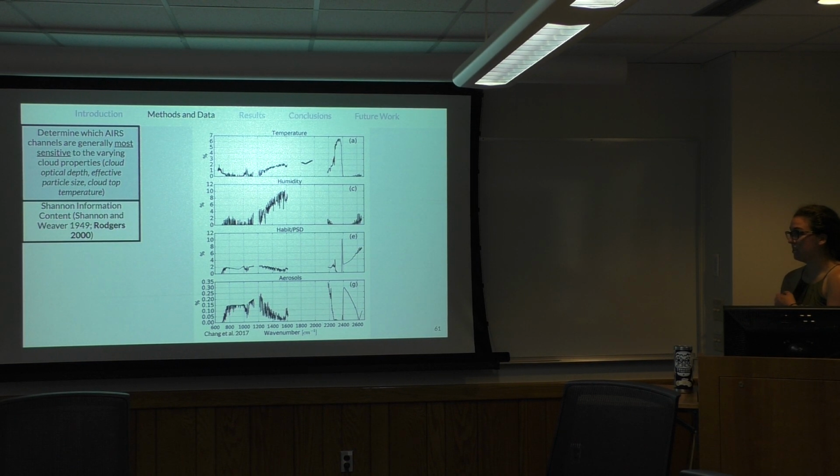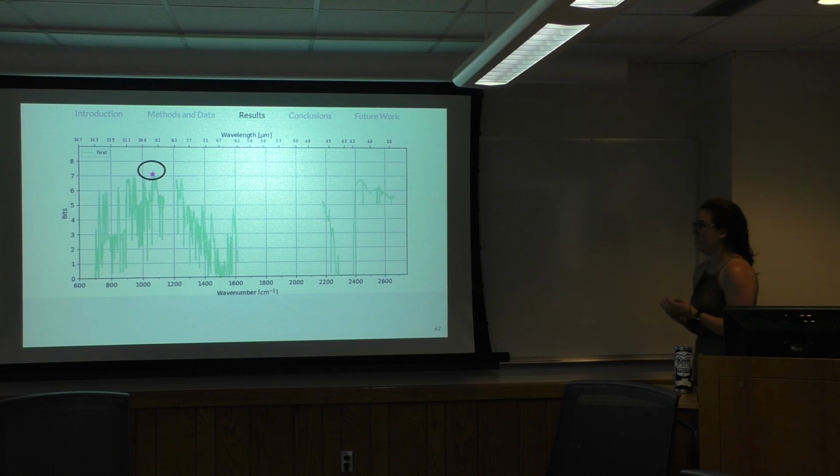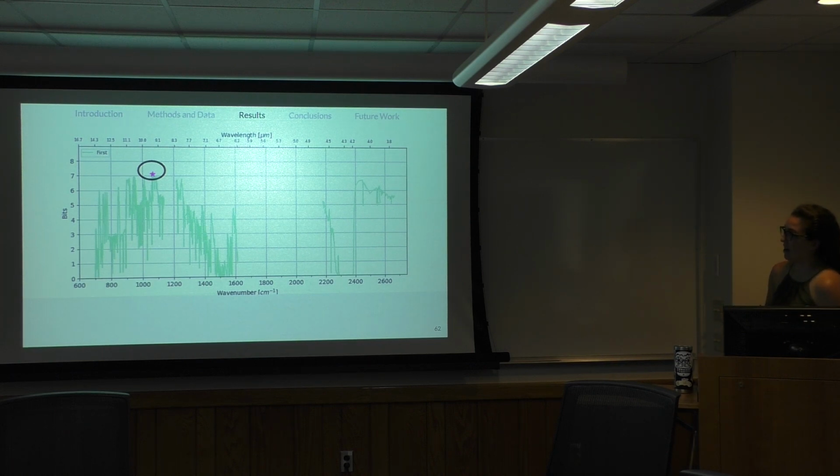What's nice about this calculation is that it includes an error estimate, so we don't necessarily have to do error analyses afterwards. These are various error estimates associated with our temperature profiles, humidity, the particle size distribution, and our aerosols. The errors associated with these values are incorporated into that information content analysis, and so the channels that we select have these values taken into account, which is really nice. So let's go through an example of that. We have our radiances that we simulated from our radiative transfer model, and we're able to calculate the information content of each channel.